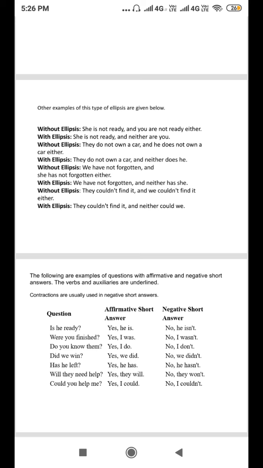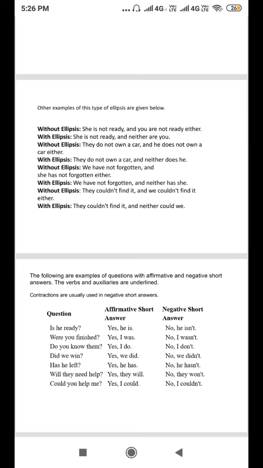With ellipsis, they do not own a car and neither does he. You can also say neither, neither. Neither is American pronunciation for neither. Okay. They do not own a car and neither does he. So you can say, without ellipsis, we have not forgotten and she has not forgotten either. With ellipsis, we have not forgotten and neither has she. Without ellipsis, they couldn't find it and we could not find it either becomes they couldn't find it and neither could we.